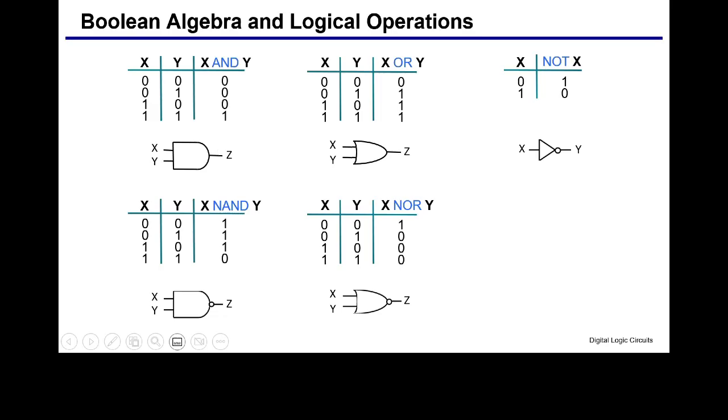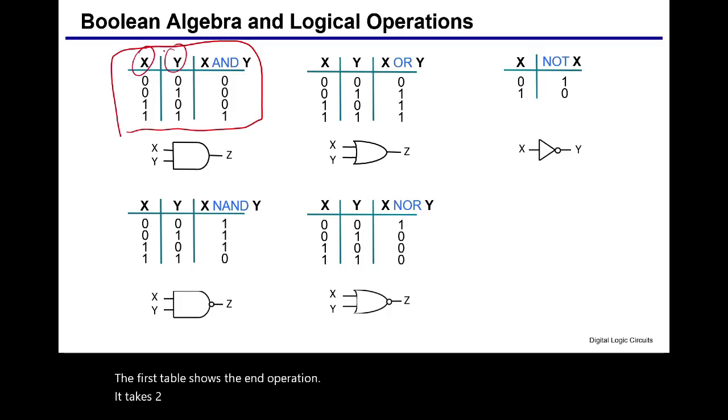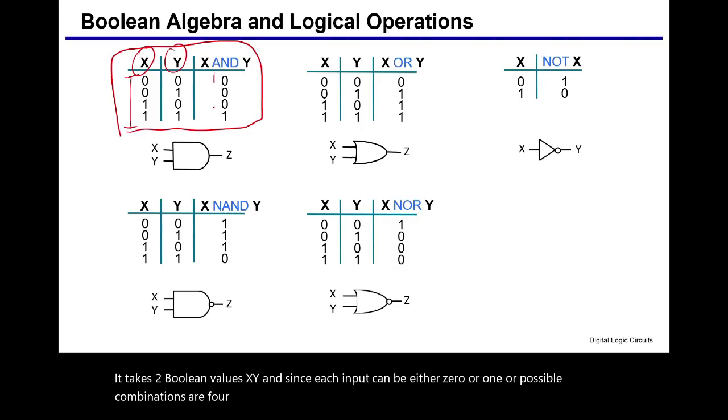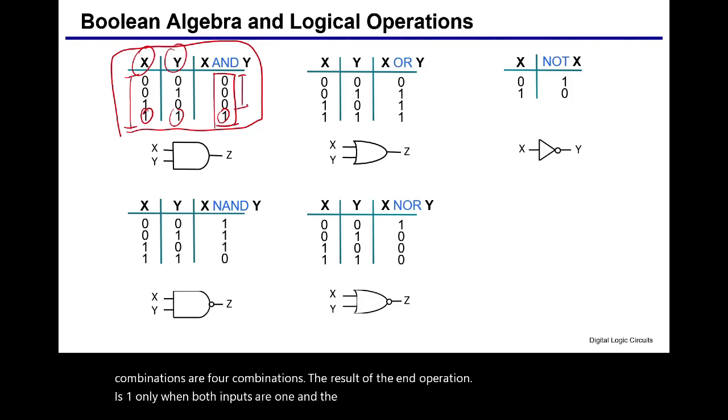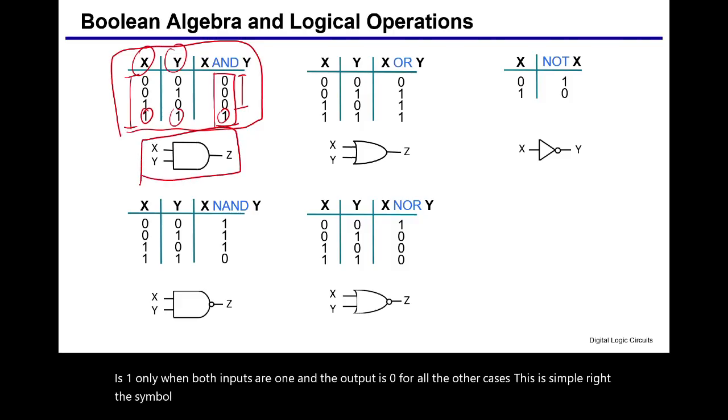The first table shows the AND operation. It takes two Boolean values, x and y, and since each input can be either 0 or 1, all possible combinations are 4 combinations. The result of the AND operation is 1 only when both inputs are 1, and the output is 0 for all the other cases. It's simple, right? The symbol below the table represents a hardware component that performs such operation in a digital logic circuit. Such component is called a gate.